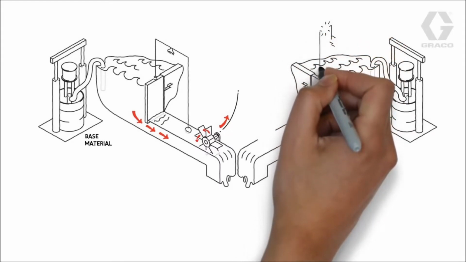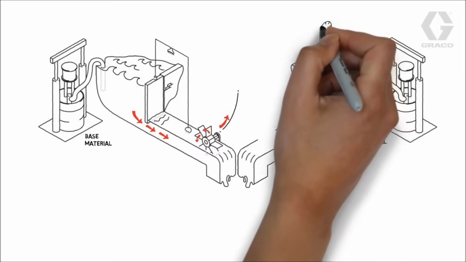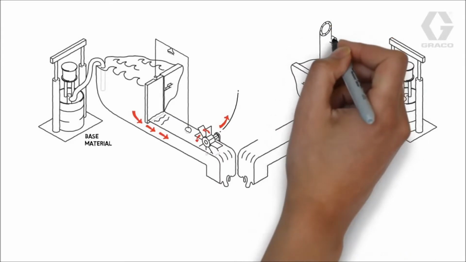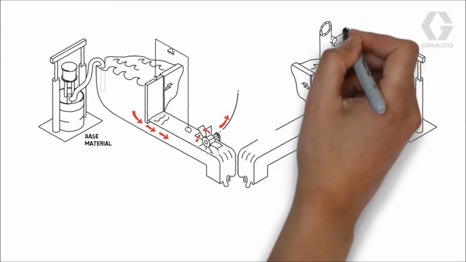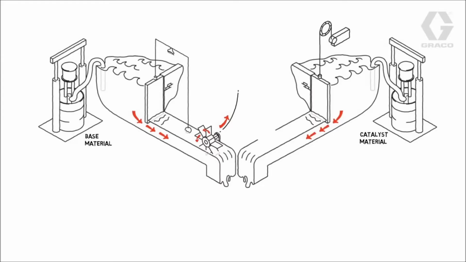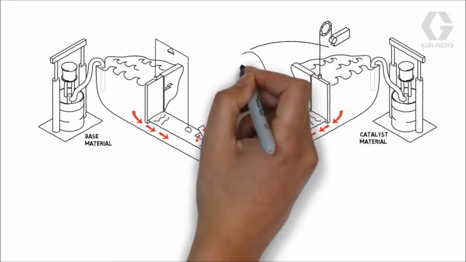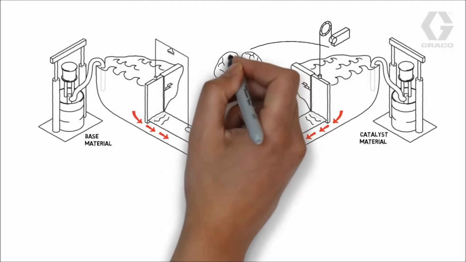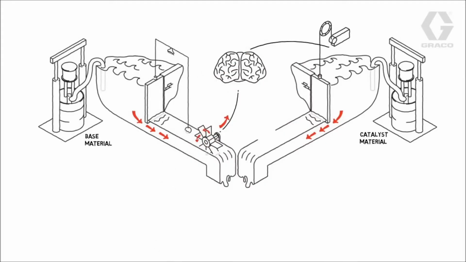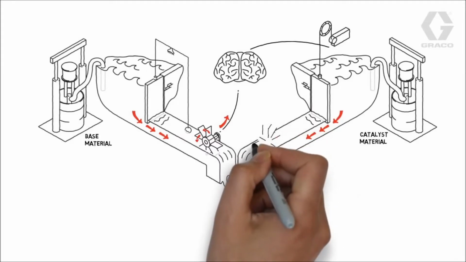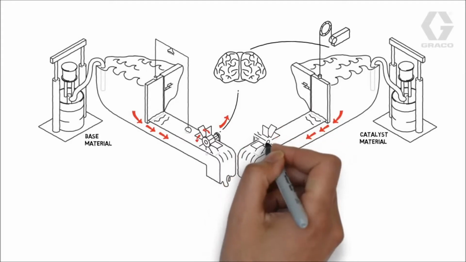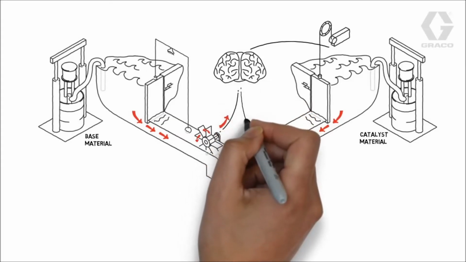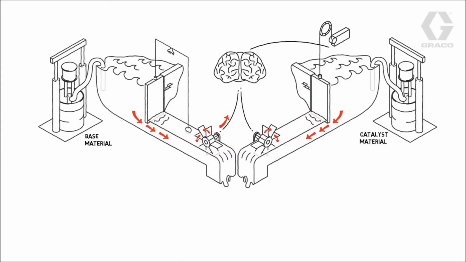Now to the catalyst side. The catalyst is controlled by a fluid regulator that is controlled by a special device called a voltage to pressure device, or V2P for short. The V2P is controlled by the fluid control module, or FCM. The FCM acts like the system's brain. The catalyst side also has a flow meter. The flow meter sends information on how much catalyst material is flowing to the FCM.